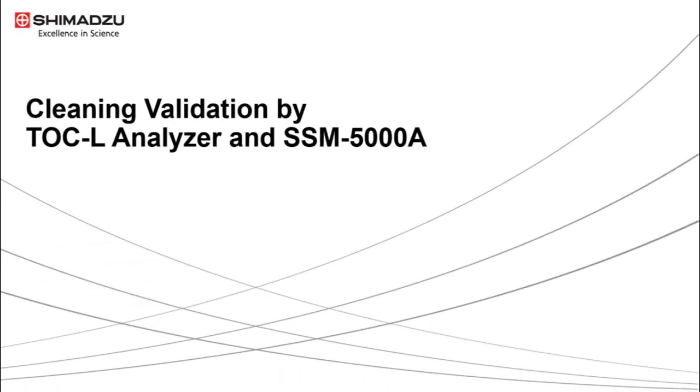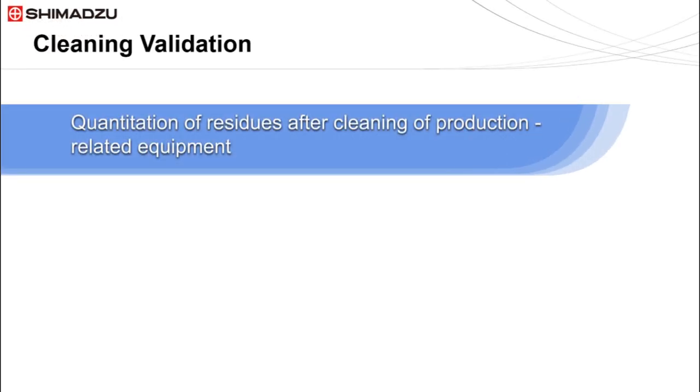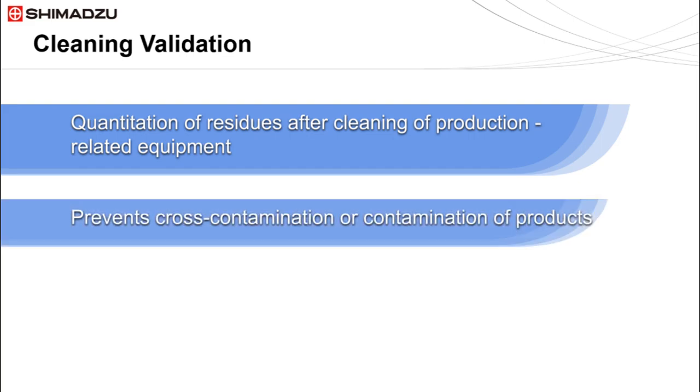In this video, we will go through the steps taken to perform cleaning validation using Shimadzu TOC-L instrument with SSM-5000A. Before proceeding, we need to know what is cleaning validation. Cleaning validation refers to the quantitation of residue after cleaning of production-related equipment to verify whether the amount is within tolerance limit. This is essential for quality assurance, especially for pharmaceutical manufacturing, as this prevents cross-contamination and contamination of products.